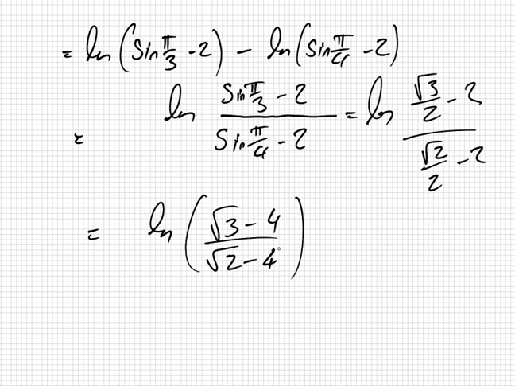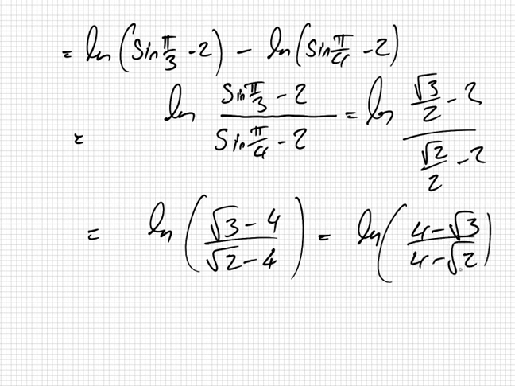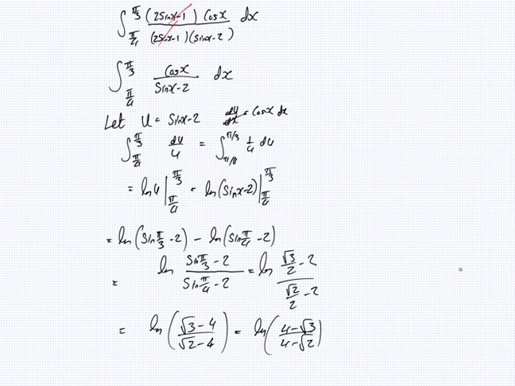They say show that the answer is log, oh not quite, I also multiply the top and bottom by minus 1. Log of 4 minus root 3 over 4 minus root 2. Show that the answer is log of 4 minus root 3 over 4 minus root 2. So I know that one's fully right because I got the answer they asked me to get. Too far? Better put this in so I don't lose all of the answers.